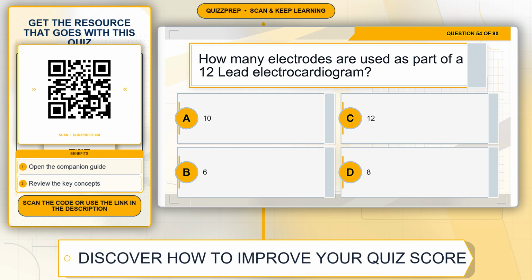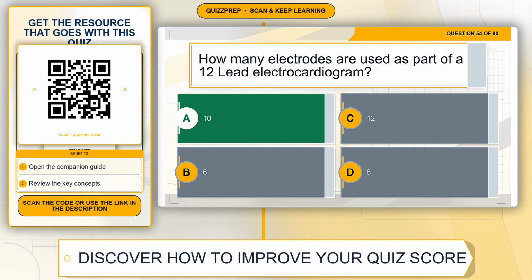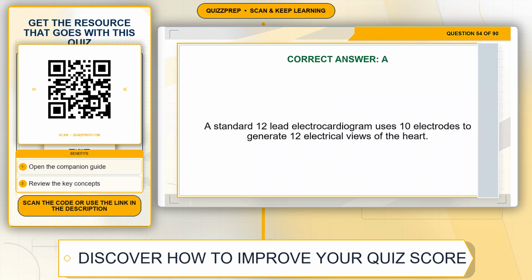Question 54. How many electrodes are used as part of a 12-lead electrocardiogram? Option A, 10. Option B, 6. Option C, 12. Option D, 8. The correct answer is option A, 10. Explanation. A standard 12-lead electrocardiogram uses 10 electrodes to generate 12 electrical views of the heart.